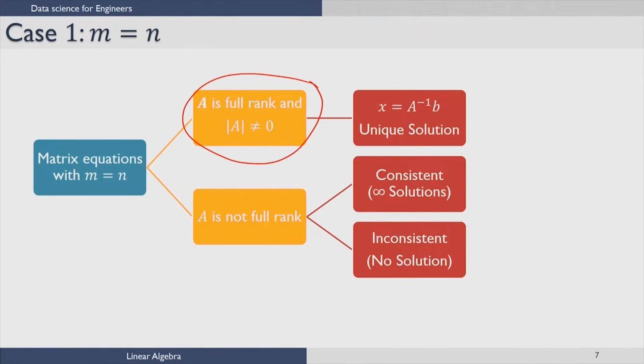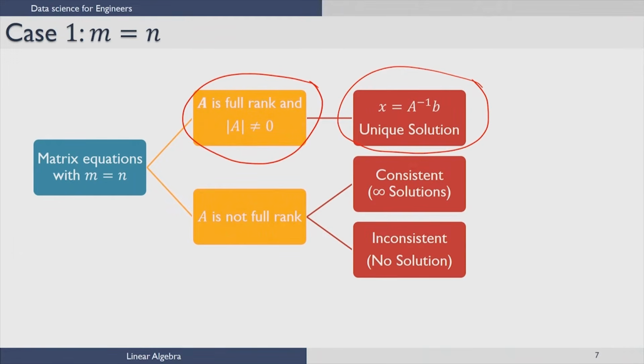Now, if the rank of the matrix turns out to be m, then it is what is called a full rank matrix. What this basically means is that all of these equations on the left hand side are independent of each other. In other words, you can never get any equation on the left hand side as a linear combination of other equations on the left hand side. In this case, there is a unique solution to the Ax equal to b problem, and that unique solution is x equal to A inverse b.